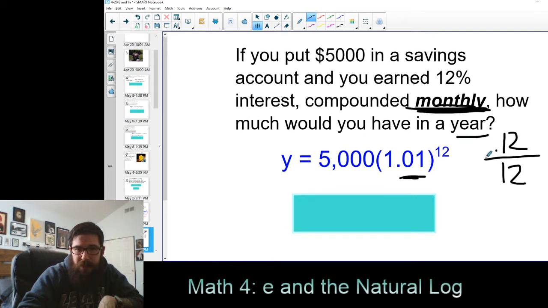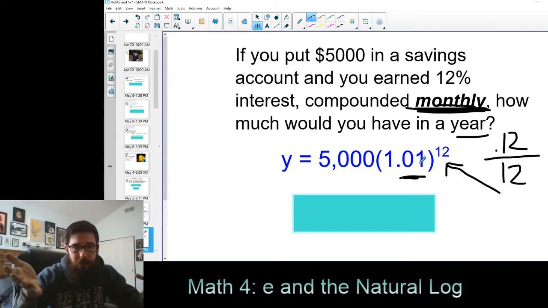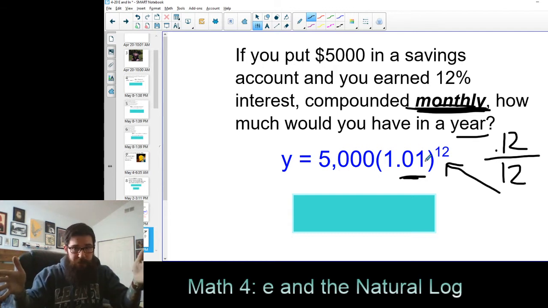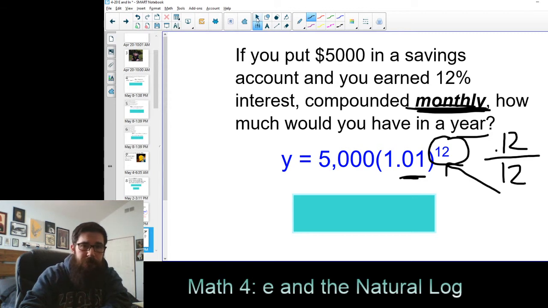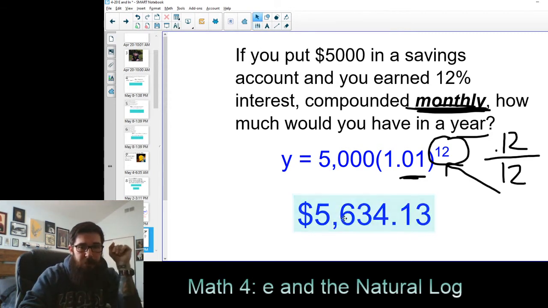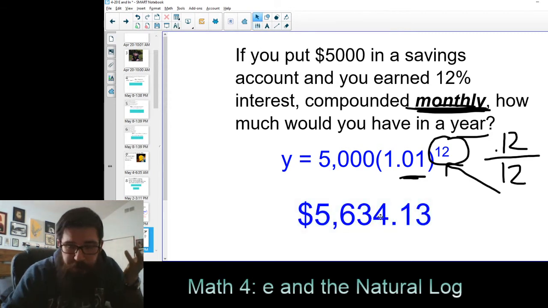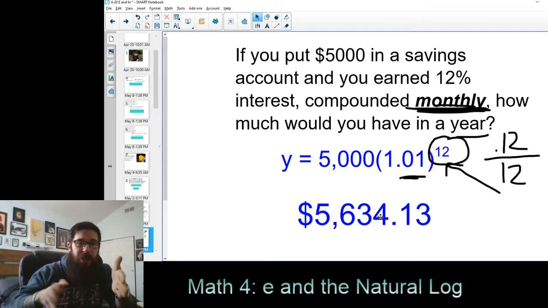Now, since I say 1 year, that would be 12 months. If I only put a 1 right where that 12 is, that would imply how much you would have after 1 month. So basically, to figure out the year, doing 12 months, I divide the percent over the 12 months and figure out how much it's worth after those 12. It used to be $5,600.